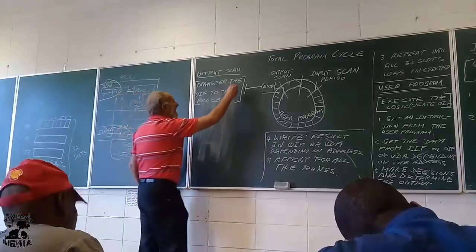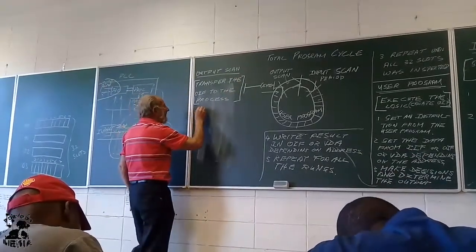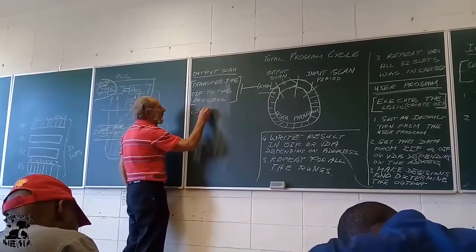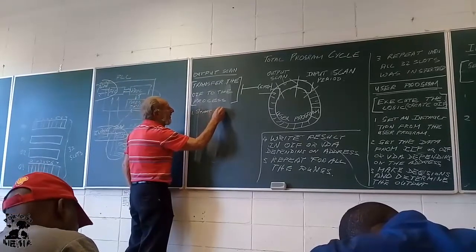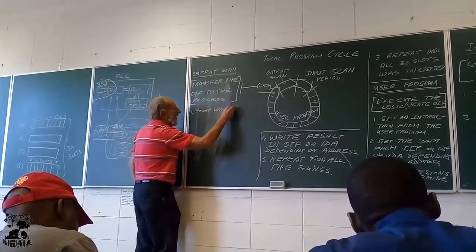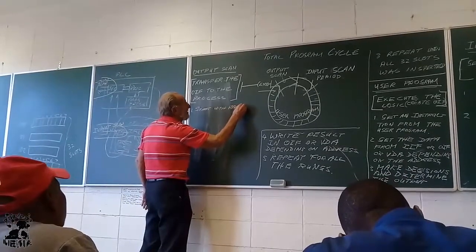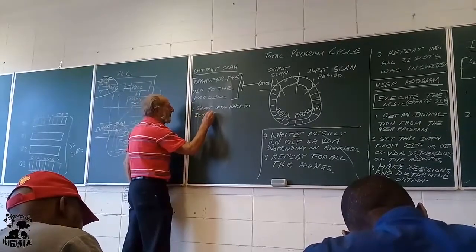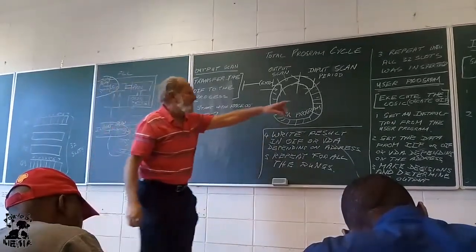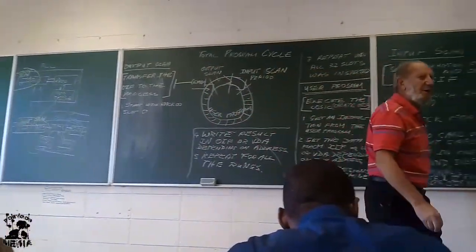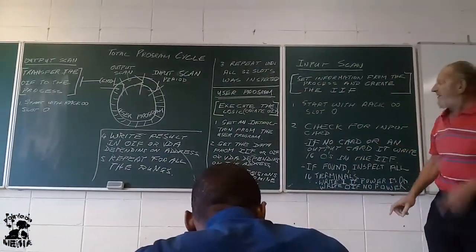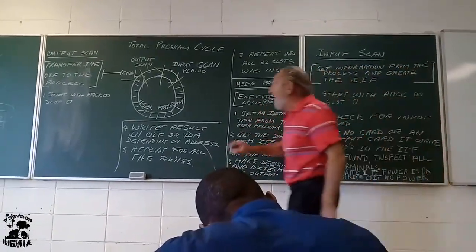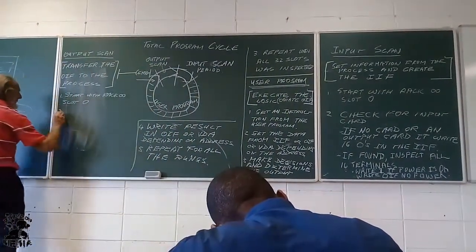How does it do it? Number one, like that. Start with rack 00, slot 0. Same as that. Start with rack 00, slot 0. But now, what is different? Here it checks for an input card. What is it doing here? Check for an output card.